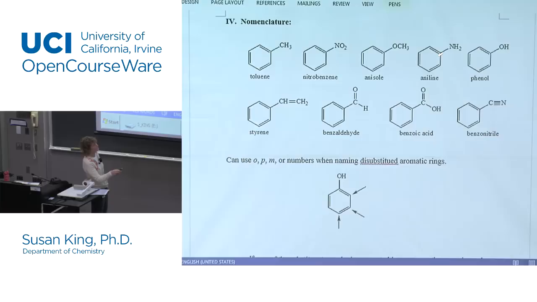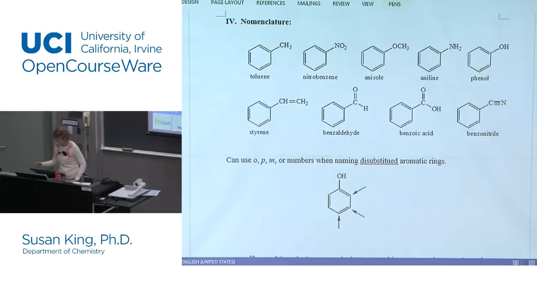This is styrene. We saw this way back in the spectroscopy chapter. This is benzaldehyde. This is benzoic acid. And this is benzonitrile. These are ones you just need to know the name of, because we're actually going to use the names in nomenclature.